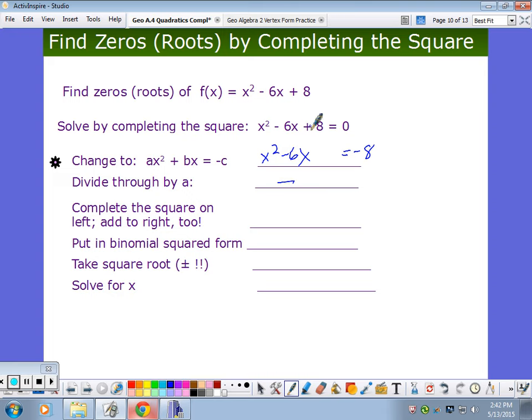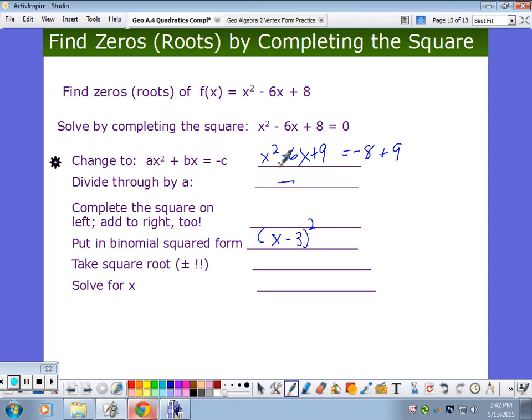So complete the square on the right. What's half of negative 6? And square it. Plus 9. Always going to be a plus when you square a number. I added 9 to the left, better add it to the right. Put it in binomial square form.